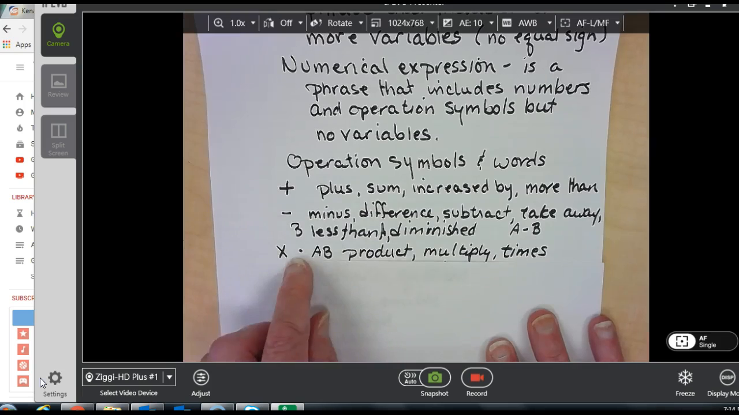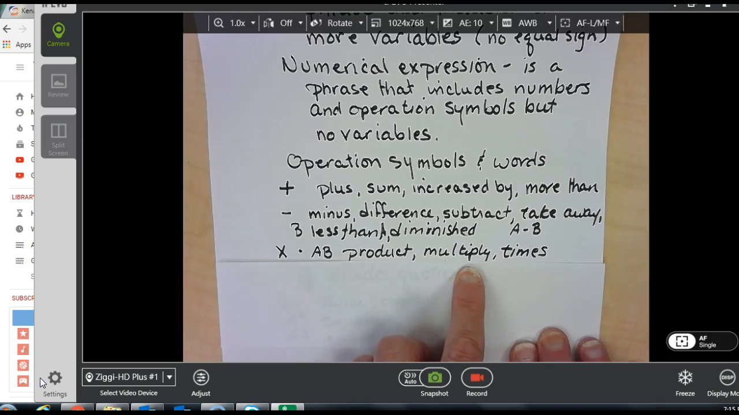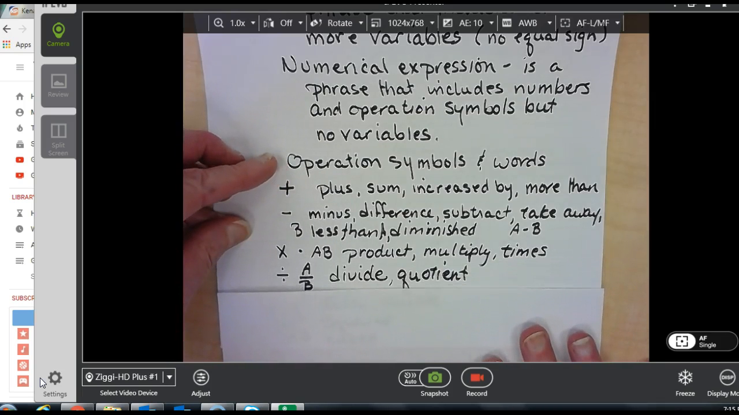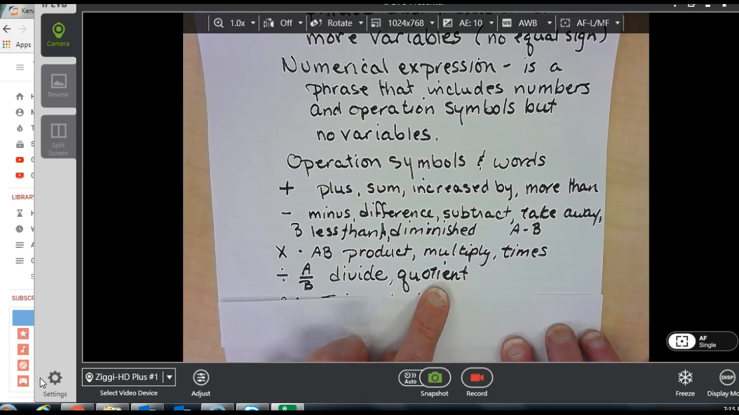Some of you asked me the question when you had two letters side by side what it meant. Well, that is multiplication. You are used to probably a big X. Well, now we're going to use a dot to show multiplication, or if it's variables, we don't show anything between them. If you have A and B side by side, that means A times B. That means product, if you're using a word, or multiply, or times. If we're dividing, we could use the word divide, or also quotient. Quotient means the answer to a division problem.